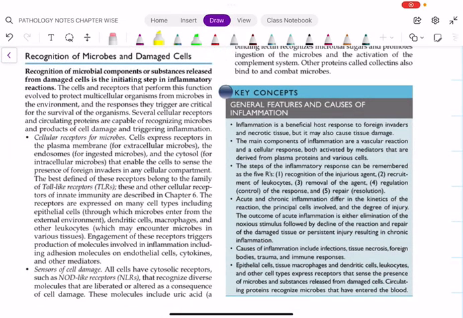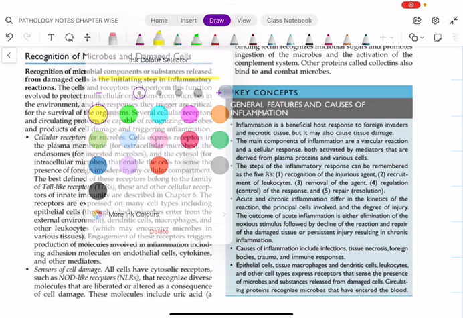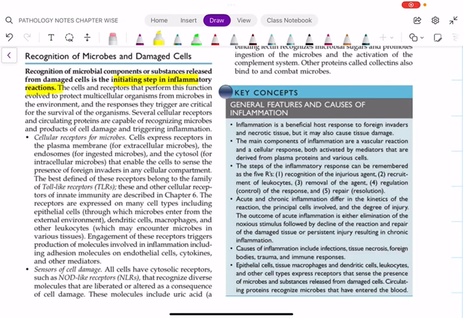The recognition is the first, the initiating step in inflammatory reactions. There are some receptors in our body which will detect some patterns, which are some proteins present in these microorganisms, and these receptors are called toll-like receptors.